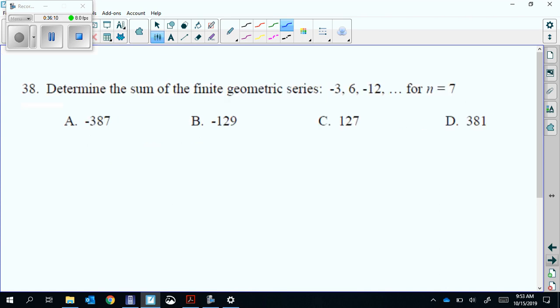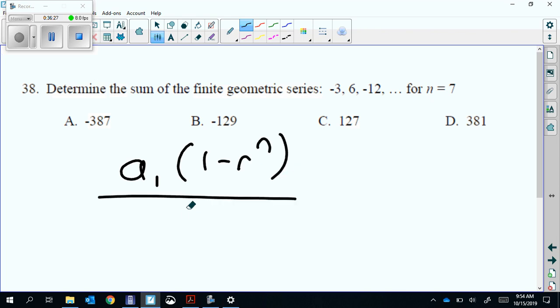For the sum of a finite geometric series, we need the formula. The formula we need here is A1, 1 minus r to the n over 1 minus r. So we need to know A1. A1 is the first term. R is what is being multiplied each step. So to get from -3 to 6 to -12, they're multiplying by -2. And then we're told n is right there also.